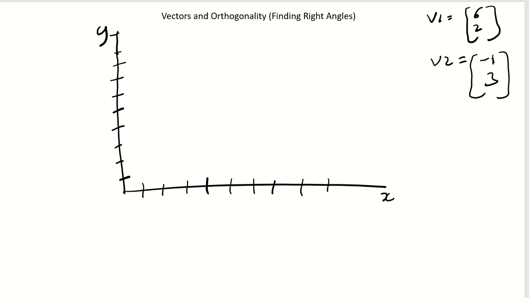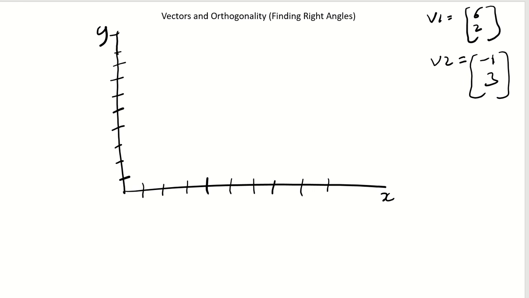Hi guys, so in this video I'm going to talk about how to find whether two vectors have a right angle between them or not, and we call it orthogonality. We are going to find whether these two vectors have orthogonality between them, and we'll see how we find it.